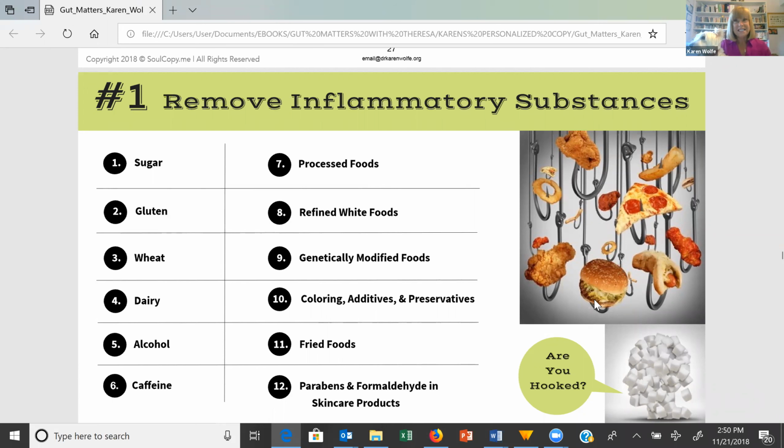Reducing wheat, reducing dairy. A lot of people have a sensitivity to dairy. Reducing alcohol, caffeine. Now, a cup of coffee can certainly be healthy for a lot of people, but excess caffeine is not necessarily healthy. Processed foods.